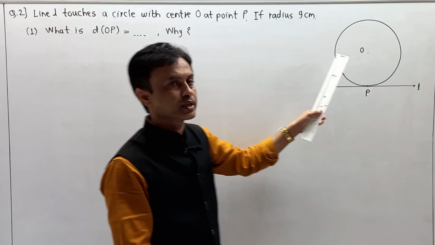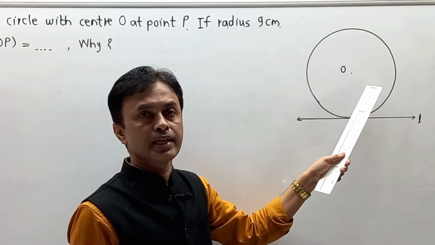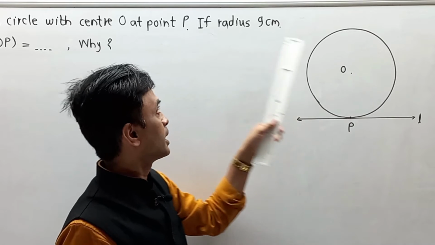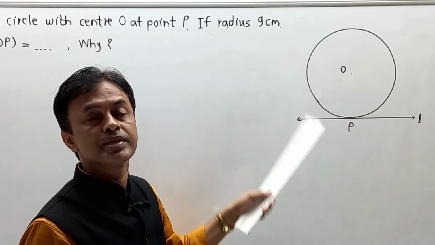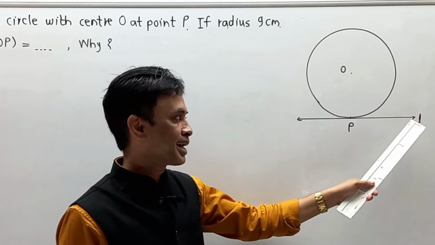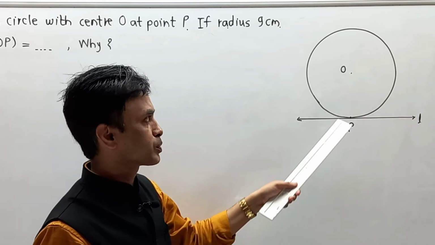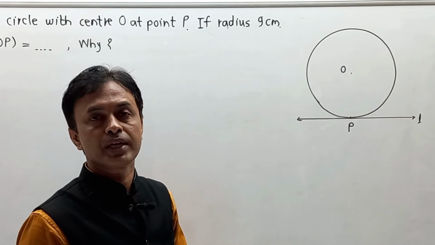Let us try to understand the question. O is the center of a circle, because they have provided a diagram, having a radius of 9 centimeter. Line L is tangent to the circle at point P. Then their first question: what is the distance OP and why?